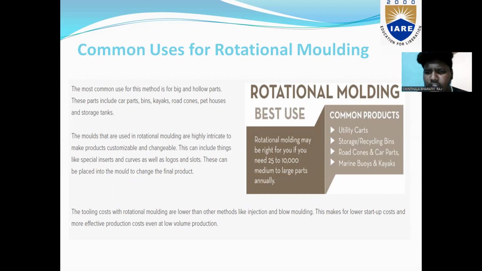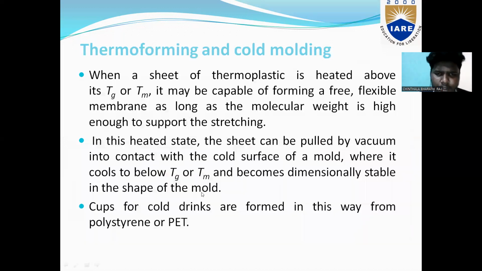Rotational molding best uses: rotational molding may be right for you if you need 25 to 10,000 medium to large parts annually. The common products are storage and recycling bins, road cones, car parts, and utility carts. The tooling costs of rotational molding are lower than other methods like injection and blow molding. This makes for lower startup costs and more effective production at low volume.